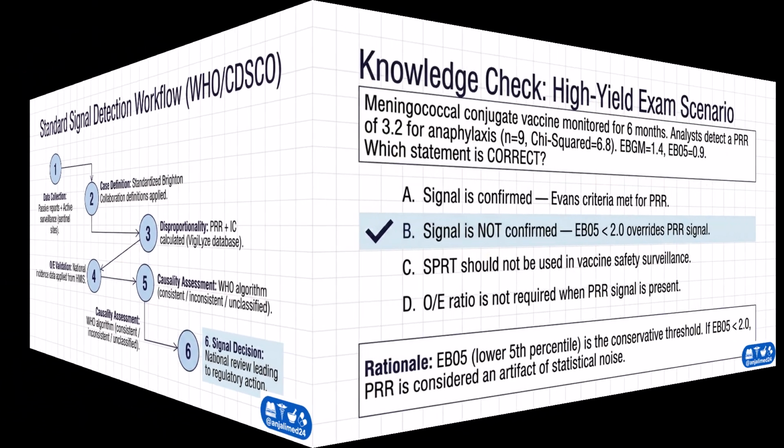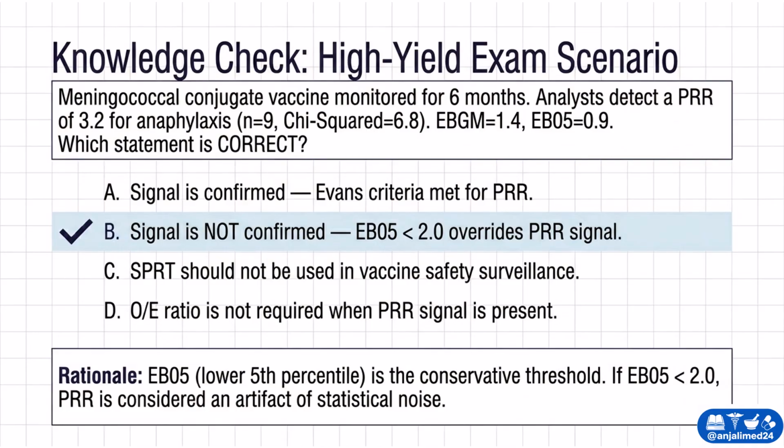Now let's apply everything we have learned using a high yield exam style scenario commonly encountered in pharmacovigilance and vaccine safety assessments. In this example, a meningococcal conjugate vaccine was monitored over a 6-month period. Analysts identified a PRR value of 3.2 for anaphylaxis with 9 reported cases and a chi-square value of 6.8. At first glance, this appears significant because the Evans criteria of PRR are technically met.